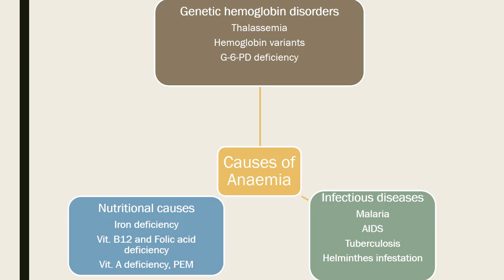So in causes of anemia, we categorize into three major categories. Either it is genetic, for example thalassemia, or it may be nutritional, for example iron, B12, folic acid deficiency, and sometimes even vitamin A, vitamin E deficiency. And infections, for example malaria, AIDS, tuberculosis, and some helminthic infections. So these are the three broad categories of the etiology of anemia.